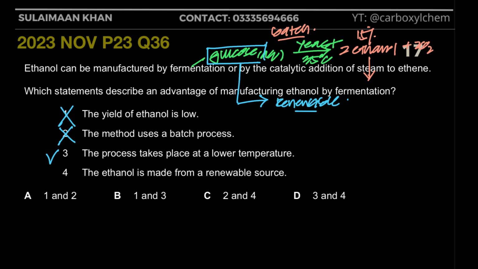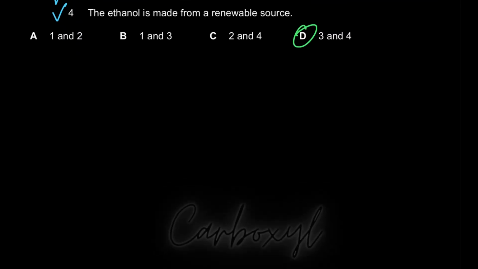Done? Now it says the ethanol is made from a renewable resource. Absolutely correct. So 3 and 4 are correct. Therefore D should be the correct option.